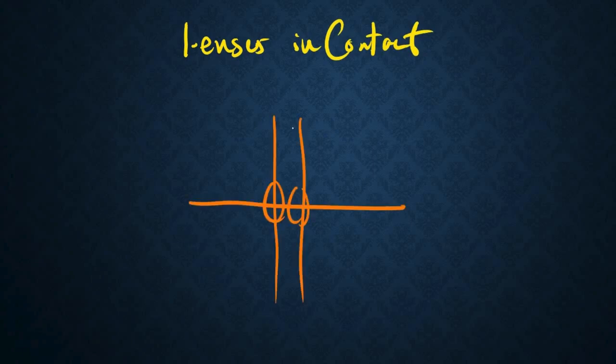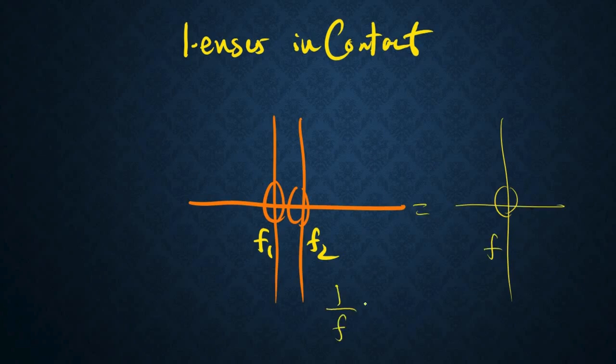Then we have lenses in contact. Let's say we have two lenses, f1 and f2. When these two are in contact, let's say it is a compound lens with focal length f. Then 1 over f is equal to 1 over f1 plus 1 over f2. Another equation you should remember.